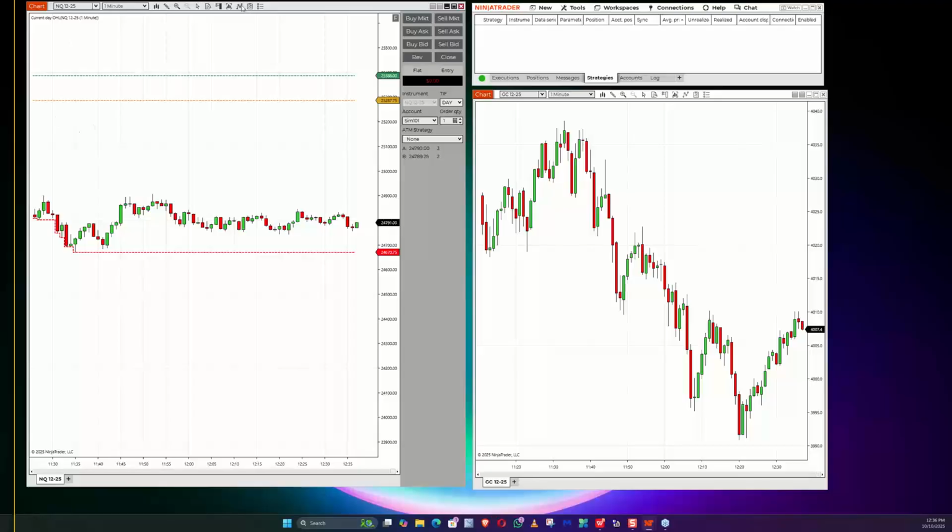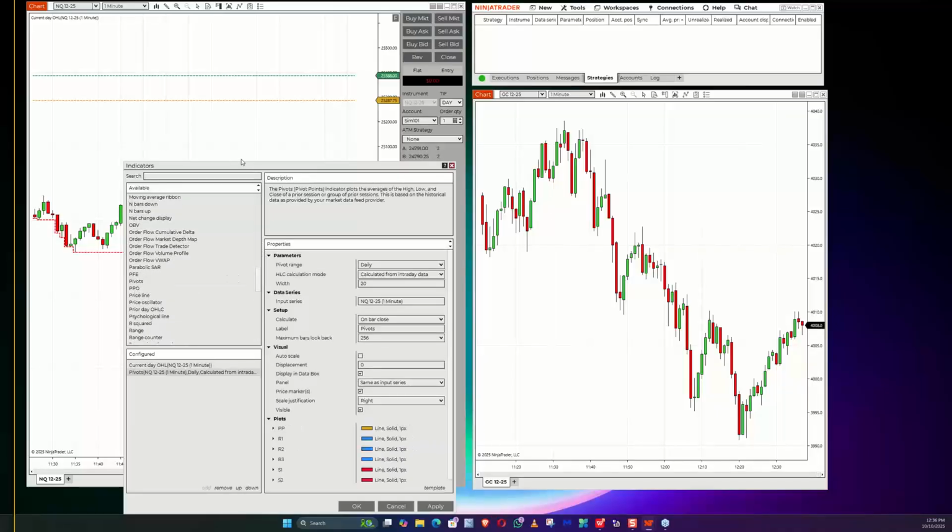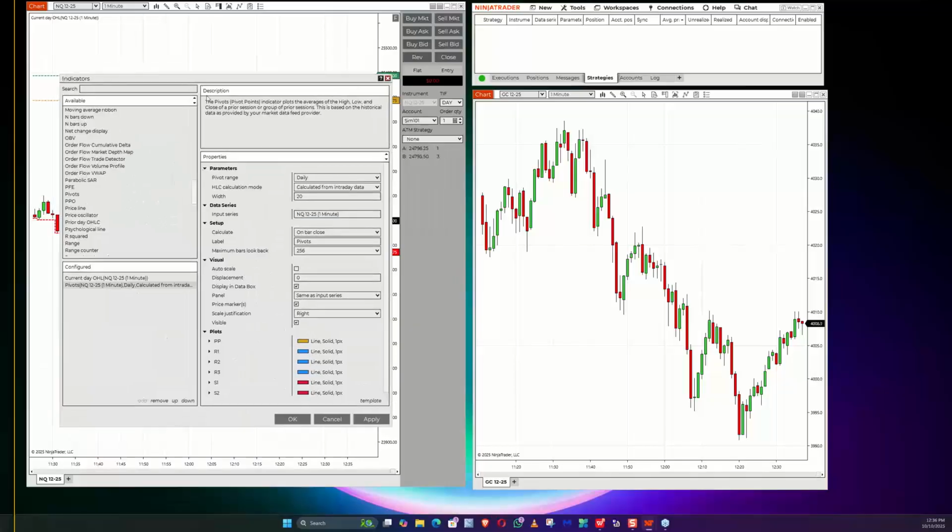Click the indicators again and we're going to add the pivots. NinjaTrader has pivots built in. I love their pivots because pivots and all of these indicators are levels on the charts that people look at. Lots of people look at them and they place their orders around them. And that's why those levels are magnets and they attract price. That's why we trade around them.